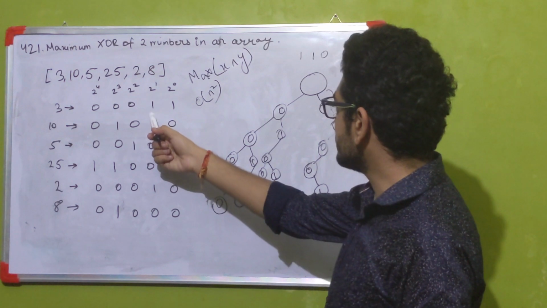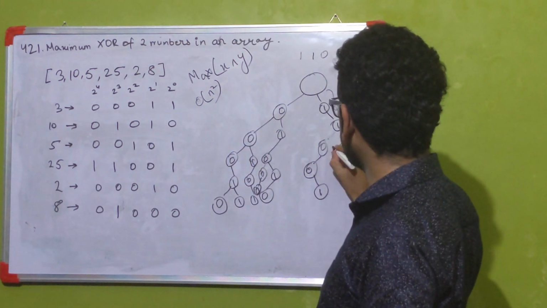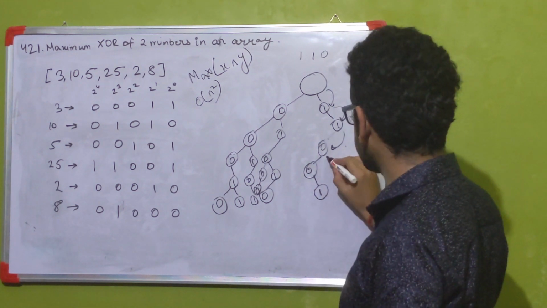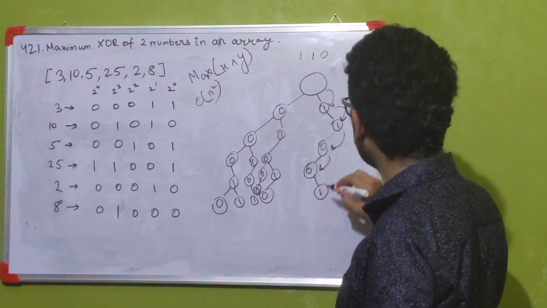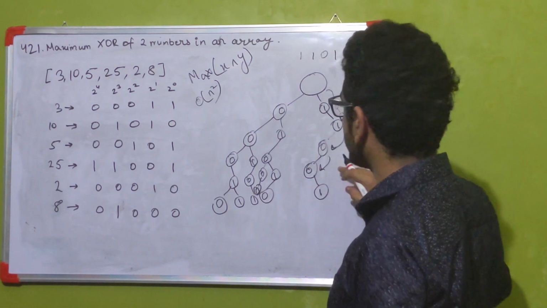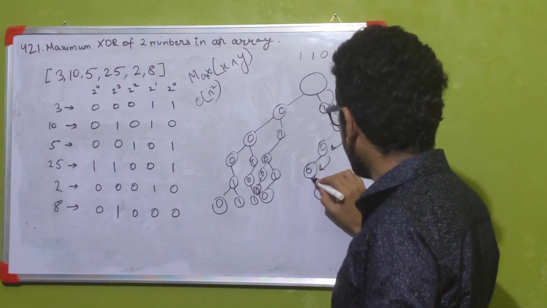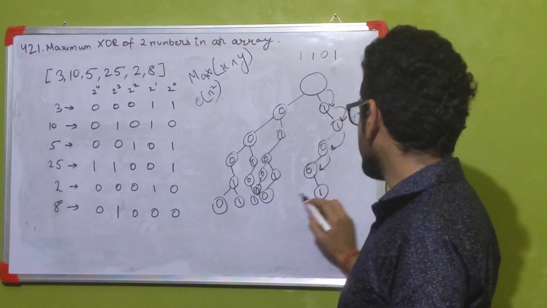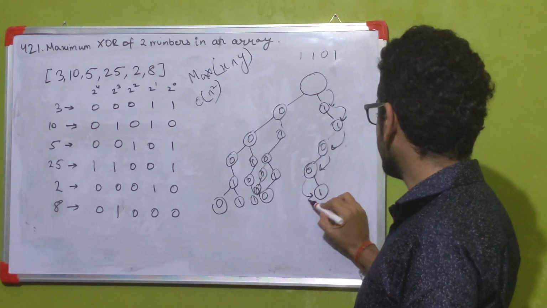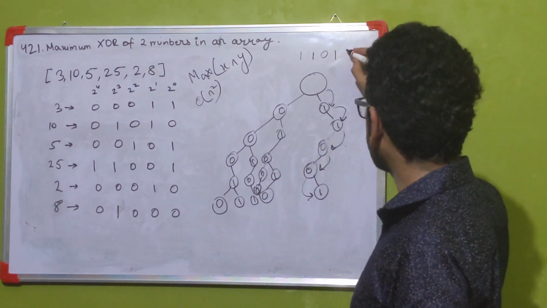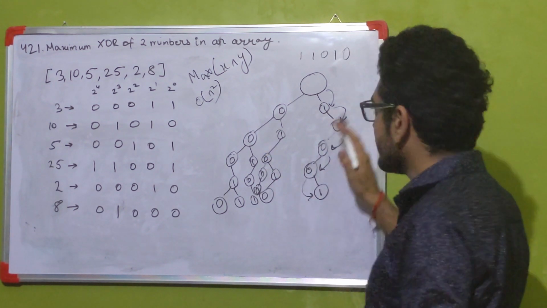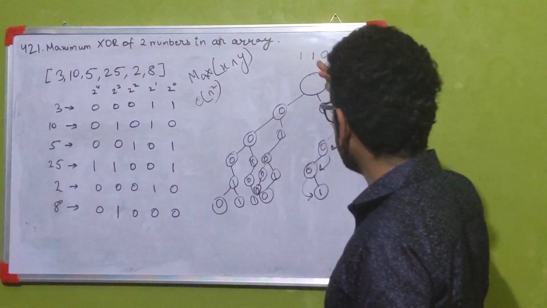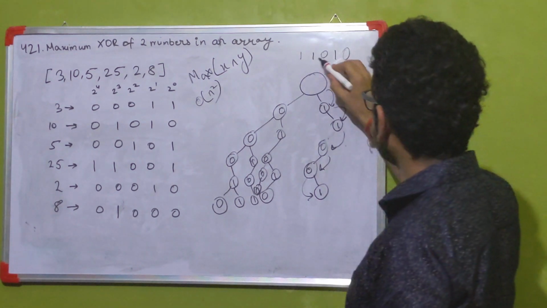Now the next digit over here is 1. So we are going to try to find whether 0 is present or not. Yes, 0 is present, so we are going to move to 0 and we are going to put up 1 over here because the bit is differing. Now after moving to 0, the next digit is 1, but we don't have a 0 over here, so unfortunately we again have to move to 1, and 1 and 1 match, so we are going to put up 0 over here. So basically the maximum XOR that can be obtained from 3 while moving across this tri-tree is basically this.